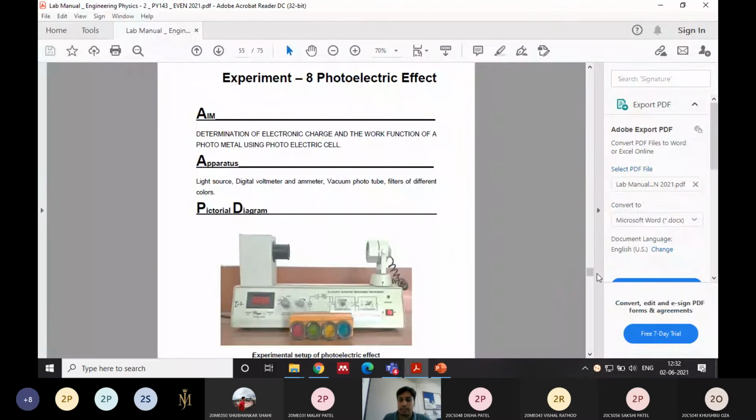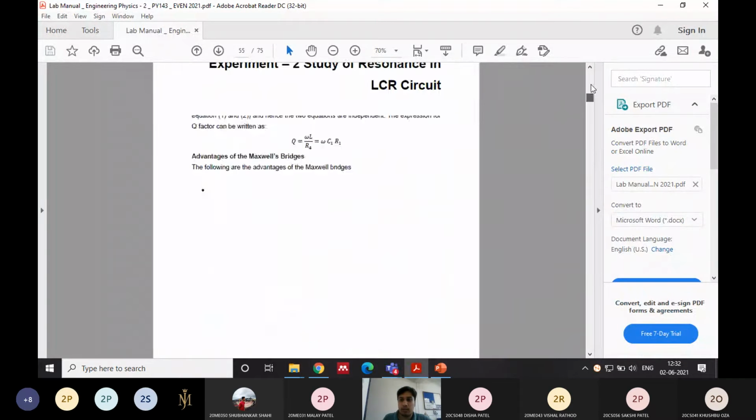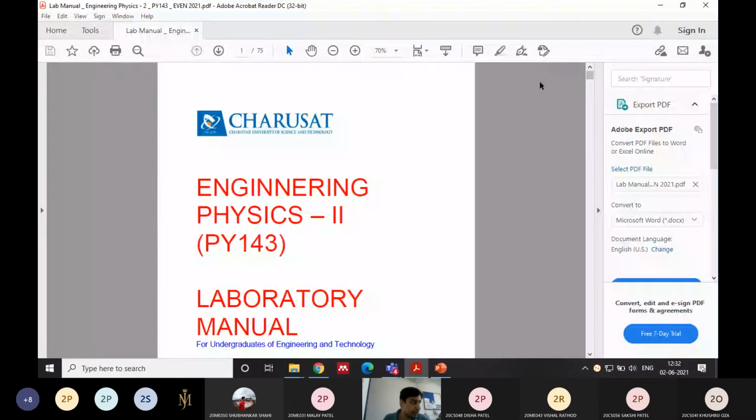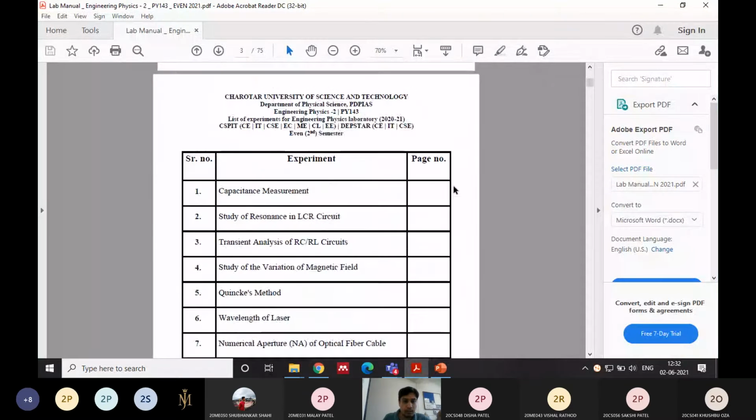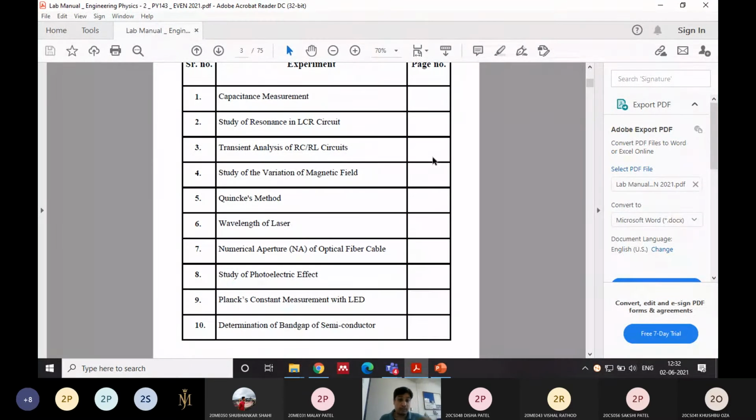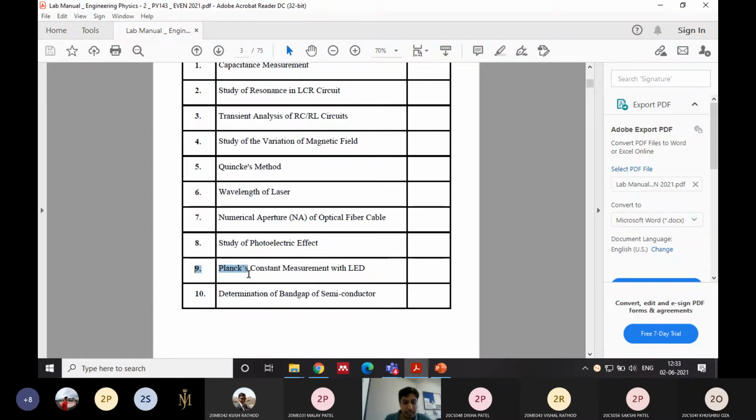So last time I think we saw the Planck experiment, that is the Quink method. Until now we have studied experiment 1, capacitance measurement, study of resonance in LCR circuit, transient analysis of RC and RL circuit, study of the variation of magnetic field, Quink method, wavelength of laser, numerical aperture. And today we will see experiment number 8, that is study of photoelectric effect.